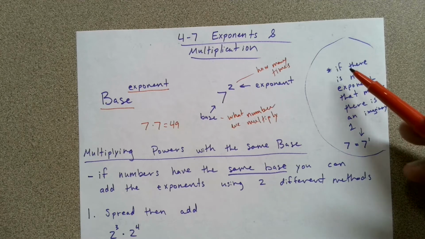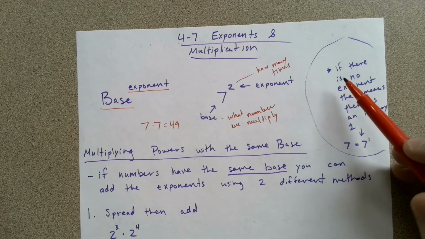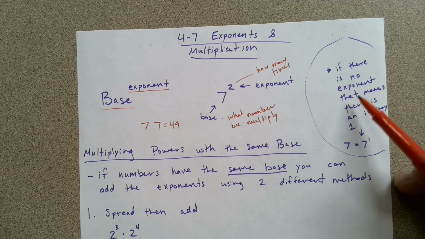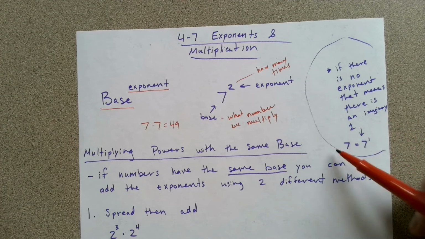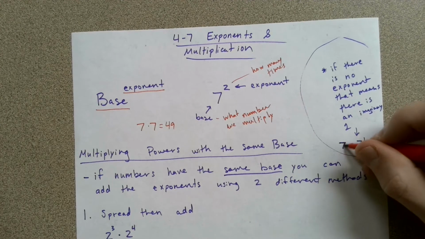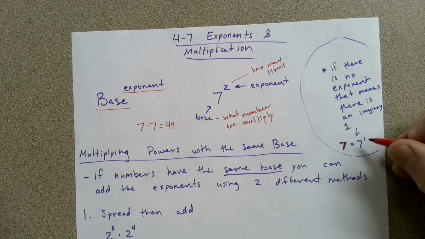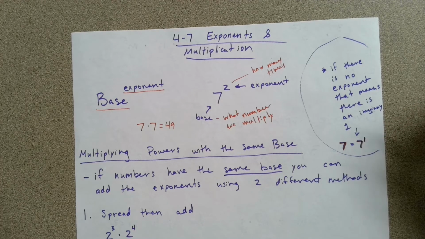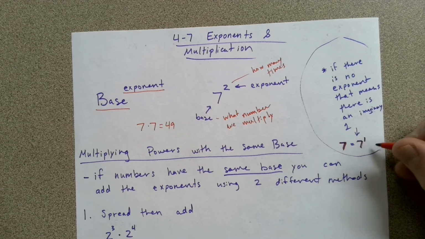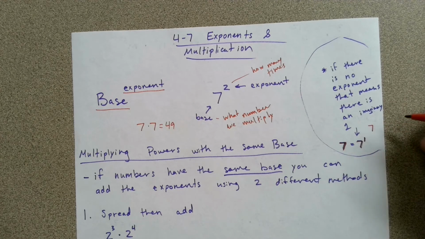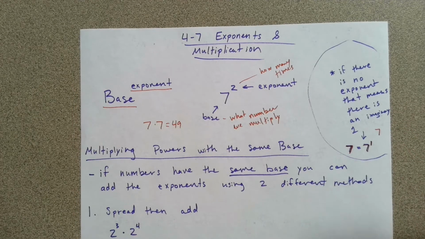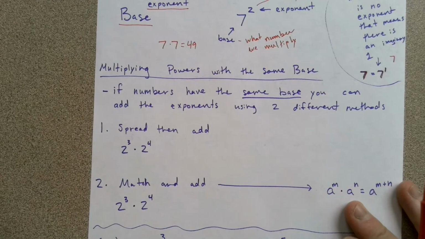A quick rule, if you don't have this in your notes, good time to jot that down as well. If there is no exponent, that means that there is an imaginary 1 sitting there. Also, you can see right here, 7 is the same as 7 to the first power. I'll show you that right now. 7 to the first power would just be 7 times itself 1 time. There it is, just 7. So if you don't have an exponent there, you can imagine that there's a 1. Right now you might be like, well, why does that matter? Well, I'll show you in a second here.